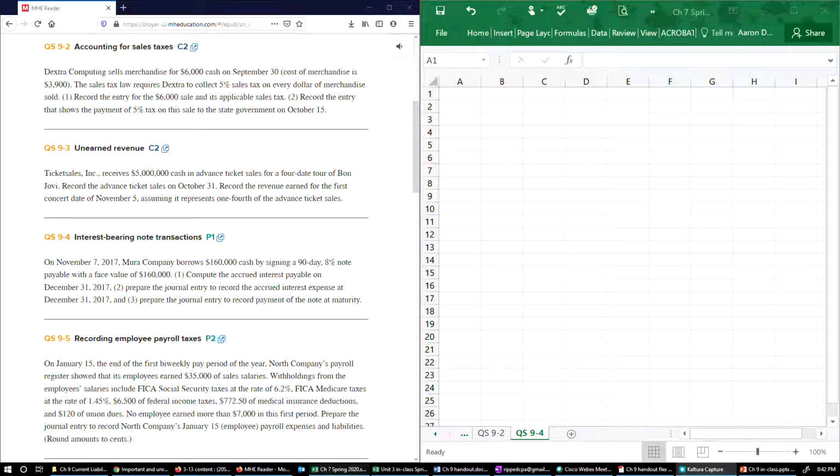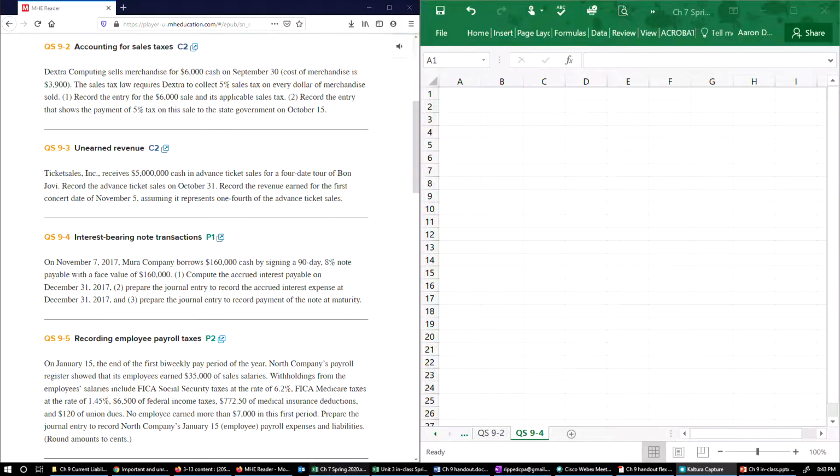Okay, back again. This time we're going to look at interest-bearing notes. We've already done notes receivable, so we're doing notes payable. So the accounting, the computation should be familiar to us. But we're going to look at Quick Study 9-4.